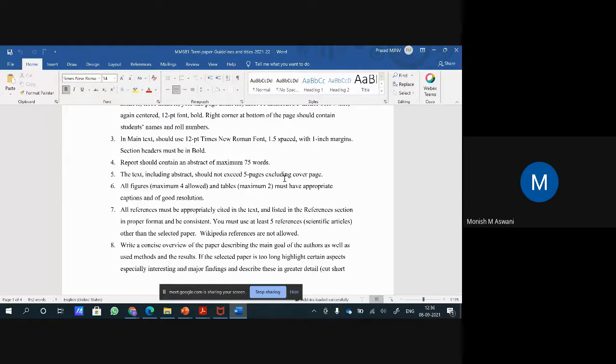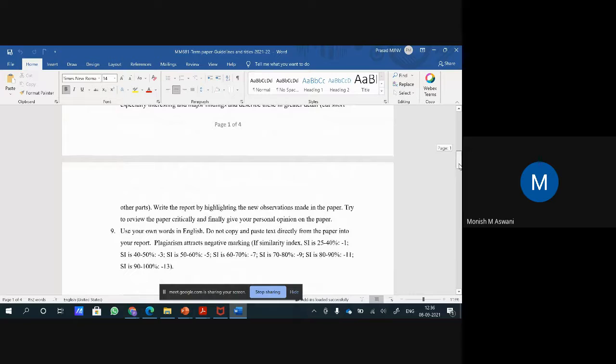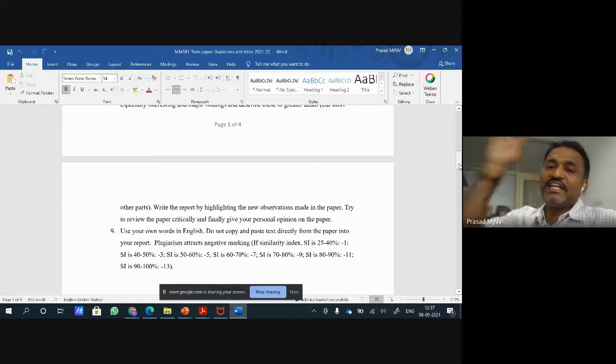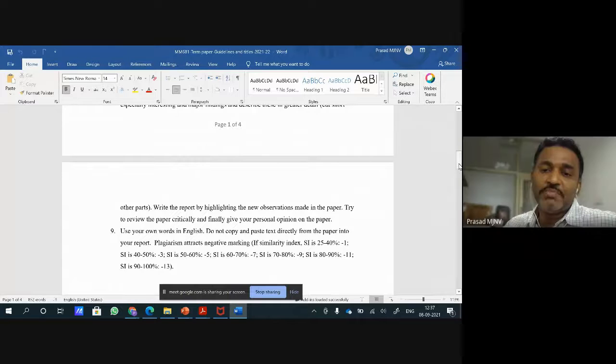Sir, could you explain the 25% plagiarism thing you just said? Because we are not copying these papers, but understanding them and forming our own view. It's the similarity index. You cannot copy text directly from the paper. Whatever you understood, you have to write in your own understanding. You should not pick sentences directly as they are.